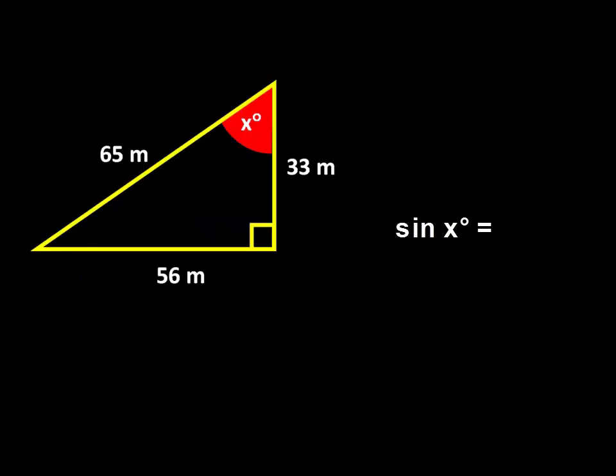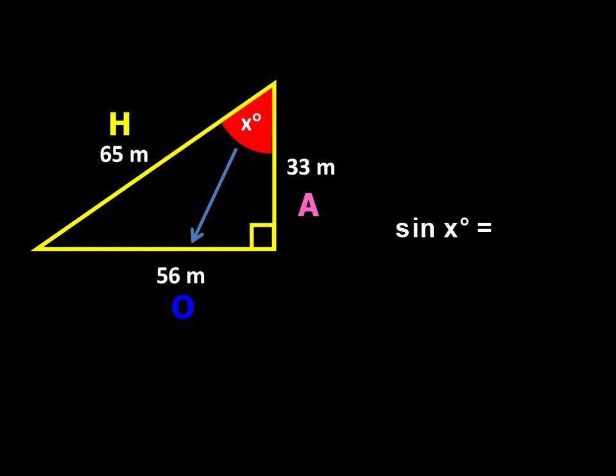In this diagram, we want to find sine x. Before we can do that, we must label the sides. The longest side is 65. We know it's called a hypotenuse. We use letter h. The side opposite to angle x is 56, so it's the opposite side, letter O. And the last one, 33 meters, is called the adjacent, letter A.